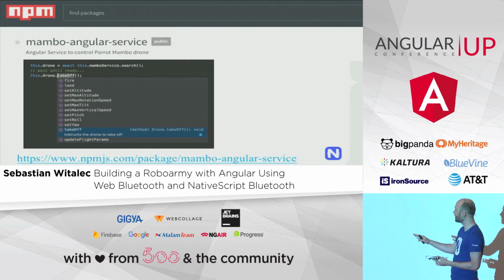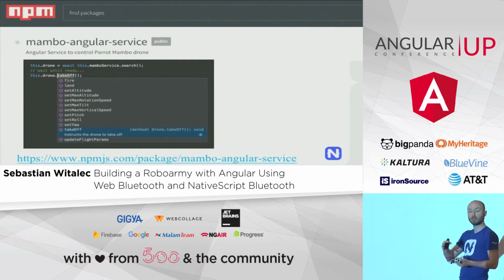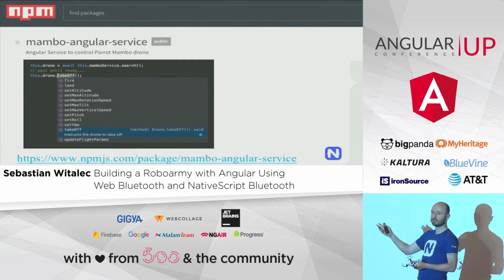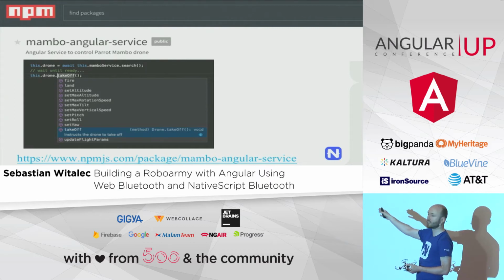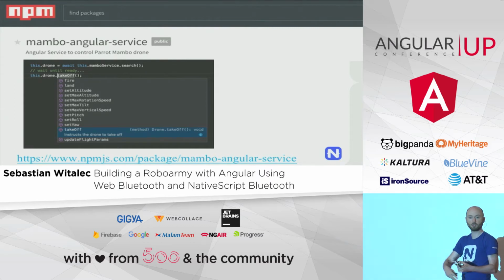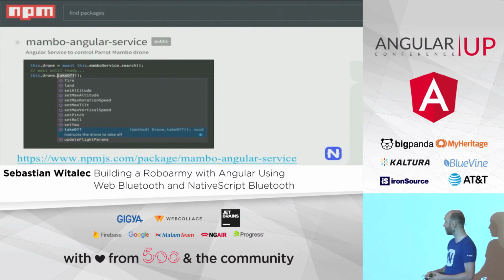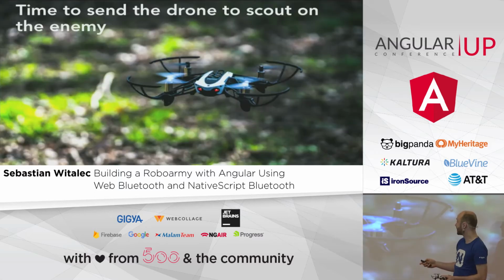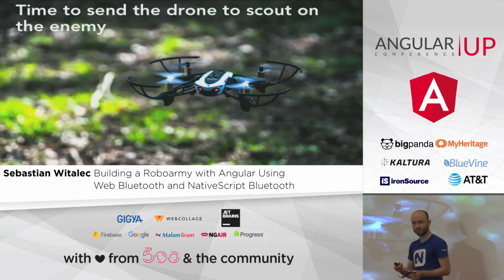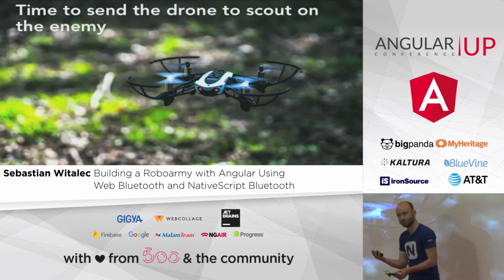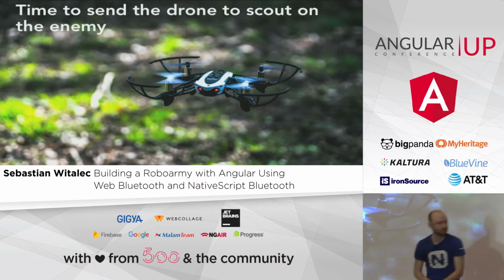So what I did is, if you want to build an Angular application, you could get this service called Mambo Angular Service from NPM. And you could actually write code against this guy in 2 minutes, okay? So I wrapped it up for you. So why don't I just show you a quick demo of how these guys work, and as well, I'll show you the code.